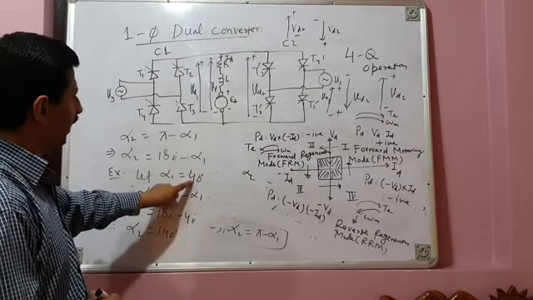This is alpha. This is VD1 and this is VD2. So it is something like this. Let me first of all draw this. This is for converter C1 and this voltage is for converter C2, VD2. This is VD1, this is VD2.